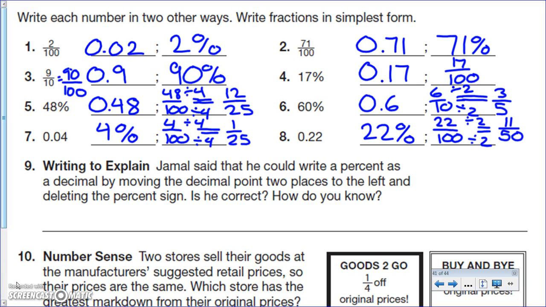For 9, we have writing to explain. Jamal said that he could write a percent as a decimal by moving the decimal point 2 places to the left and deleting the percent sign. Is he correct? How do you know? We know he is correct because we know percent means per 100, and if you move the decimal point 2 places to the left, you've moved it into hundredths, and you get your decimal.